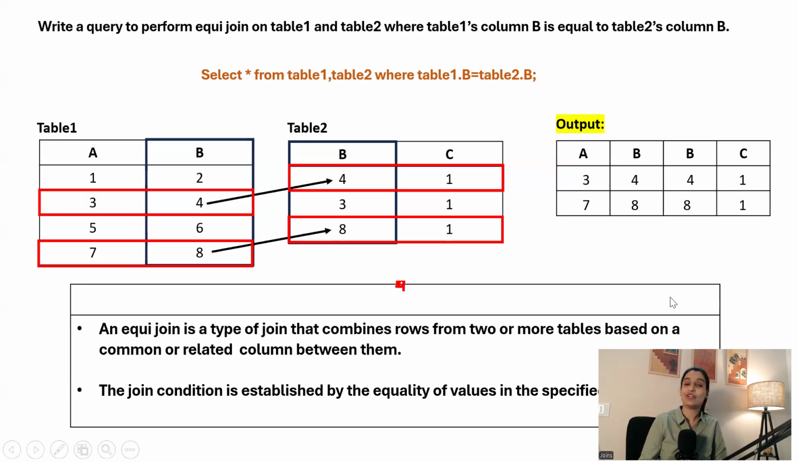So this is the definition of your equijoin. An equijoin is a type of join that combines rows from two or more tables based on a common or related column between them. So what is the related column over here? Column B. Do remember this. As of now, we are just exploring how this join works. That's all.